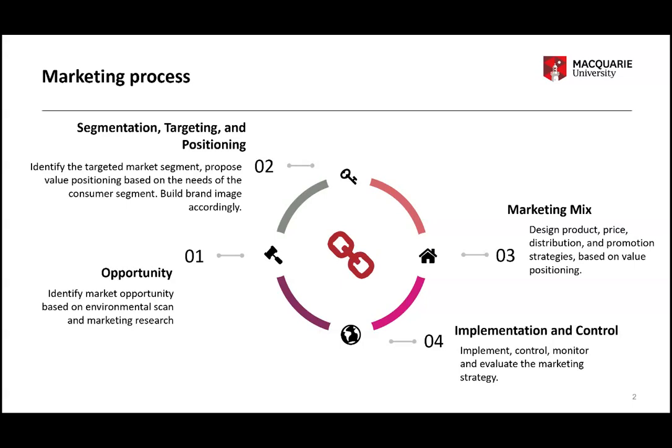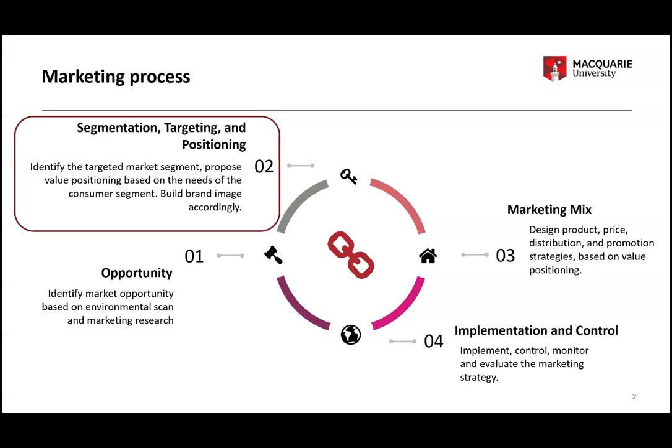Now our focus in this lecture series is really around the idea of establishing our marketing strategy. So firstly, as part of the marketing process, we obviously look at the area of opportunity. We identify a market opportunity based on an environmental scan and market research. We've discussed this in previous lectures.